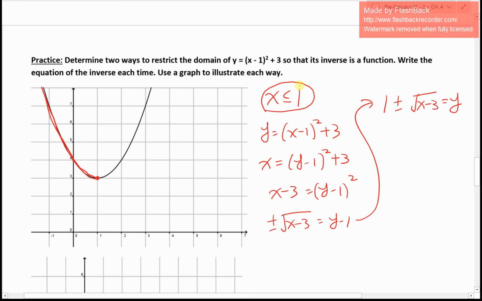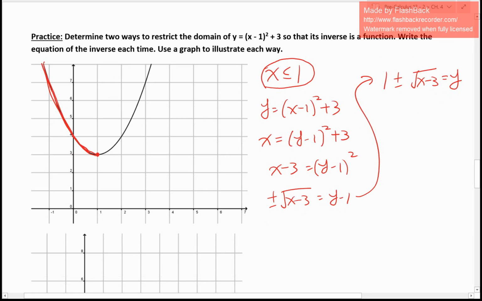So if we have x less than or equal to 1, that means the range for this portion of the graph has to be y less than or equal to 1. So the range for our inverse has to be y less than or equal to 1.